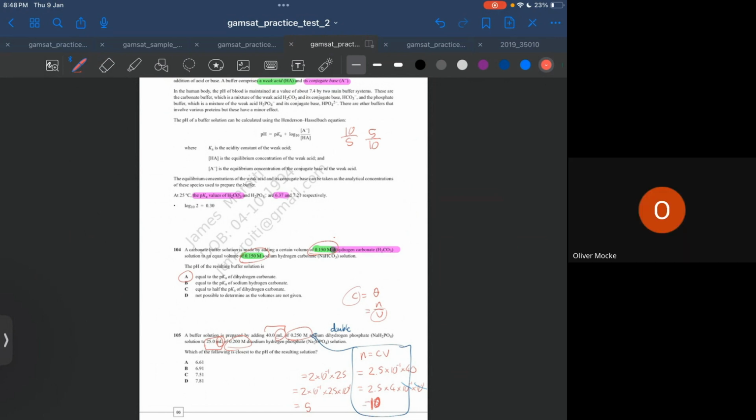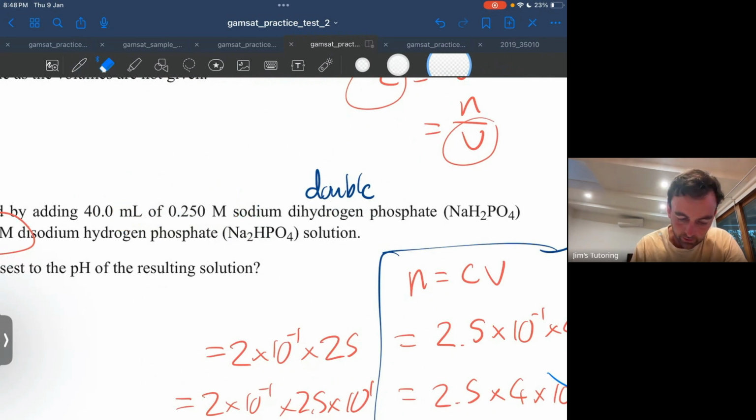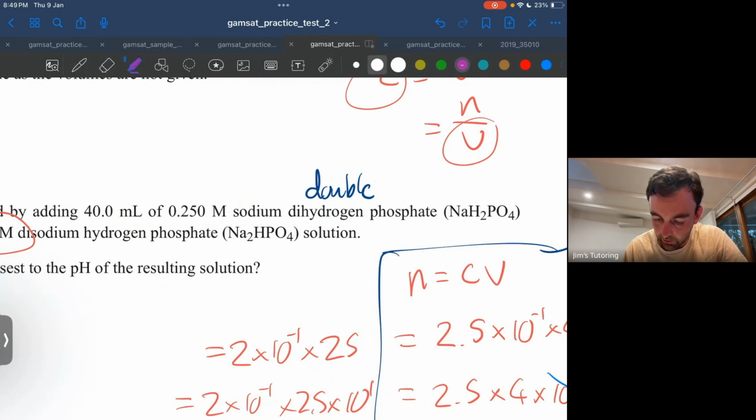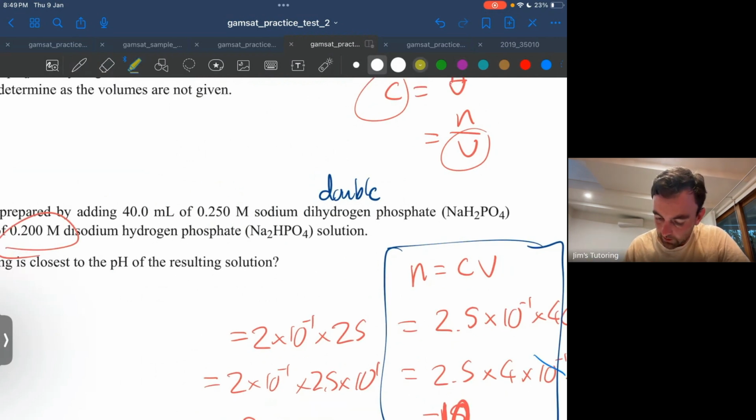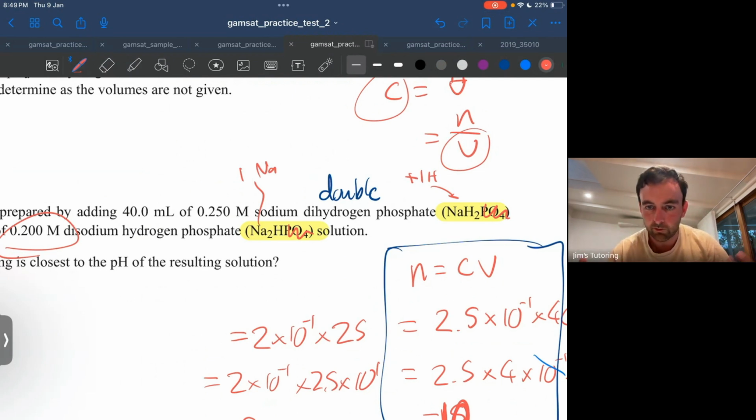5 over 10. So if I'm comparing these two, to go back to what Paris was saying, I don't really know which one is the base out of these two because I've never heard of them. And that's the point, you're not meant to have heard of them. But if I compare these, the PO4 is the same. This one has one extra hydrogen, and this has one extra sodium. I associate sodium with being basic and hydrogen with acid. So I would say that this is the acid.